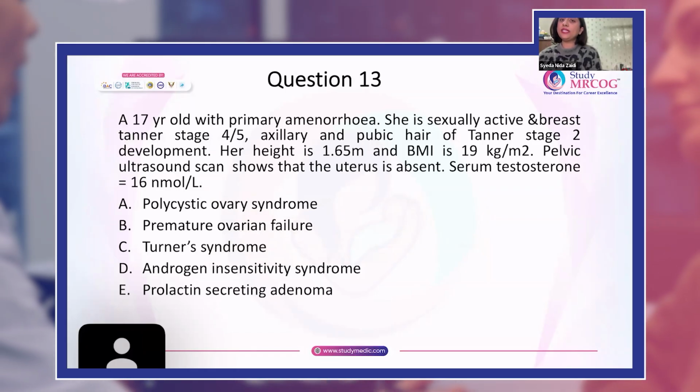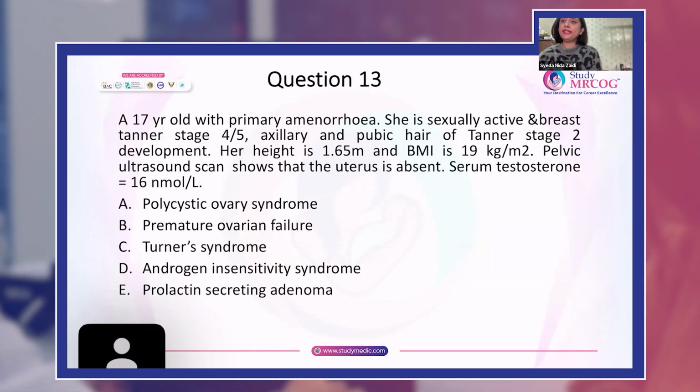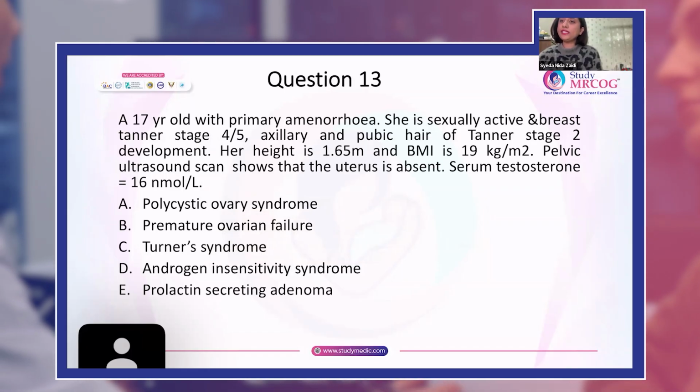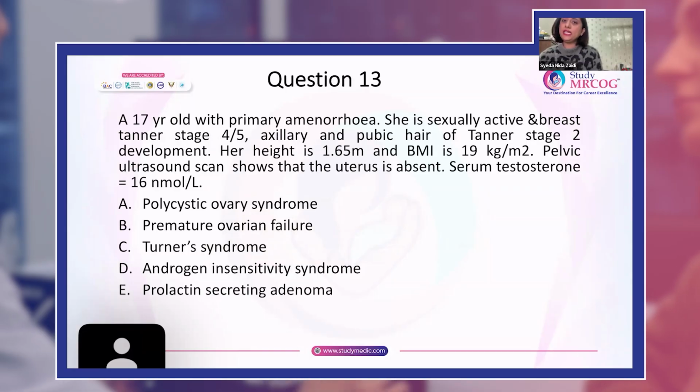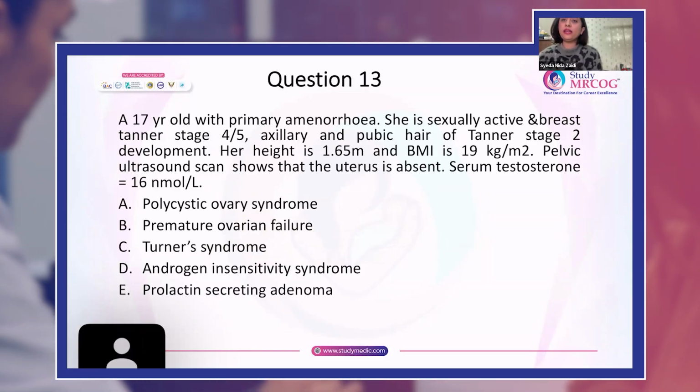She is sexually active and breast Tanner staging is 4/5. Axillary and pubic hair of Tanner stage 2 development. Her height is 1.65 and BMI is 19. Pelvic ultrasound shows that uterus is absent. Serum testosterone is 16 nanomole per liter. What can be the diagnosis?